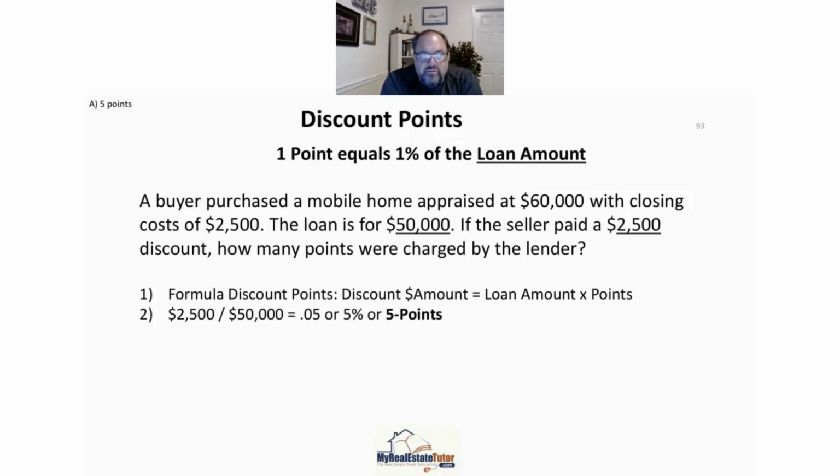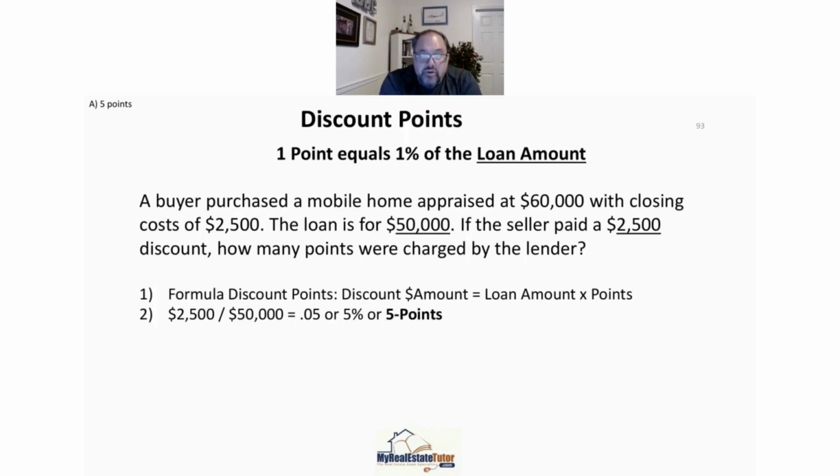Now look at all the numbers in this problem. Appraised at $60,000, closing costs $2,500. The loan is for $50,000. Seller paid $2,500 in discount. In other words, that's the cost of the points. It's a very easy problem to work out. You don't worry about $60,000. You don't worry about closing costs.